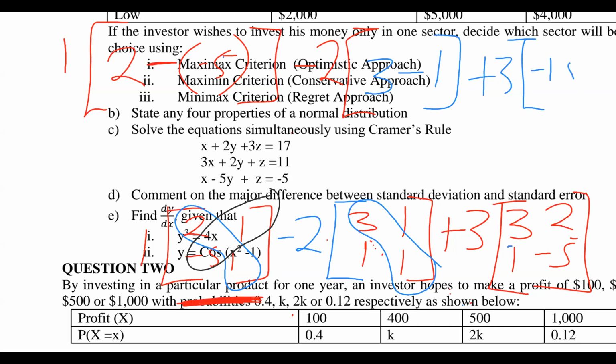Negative 15, isn't it? Minus 1 times 2 is 2, right?